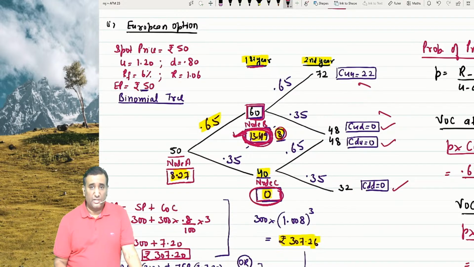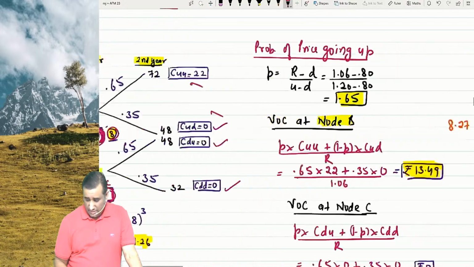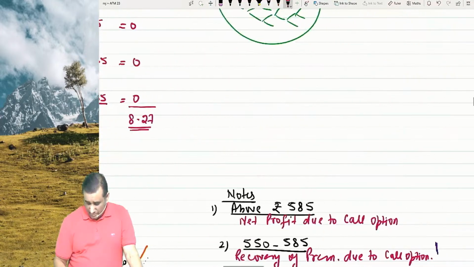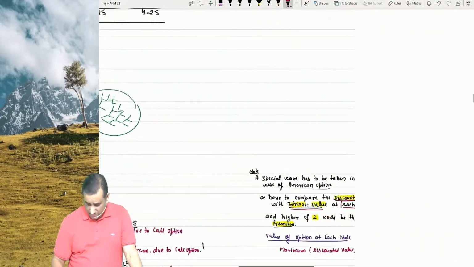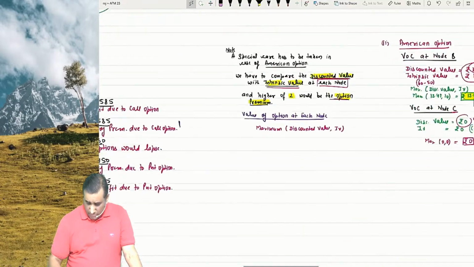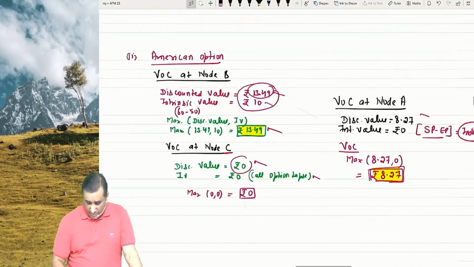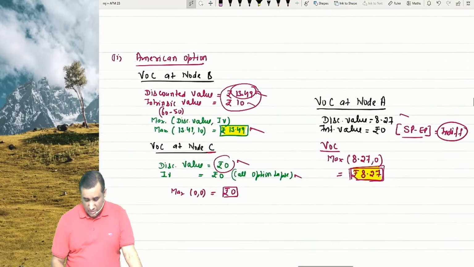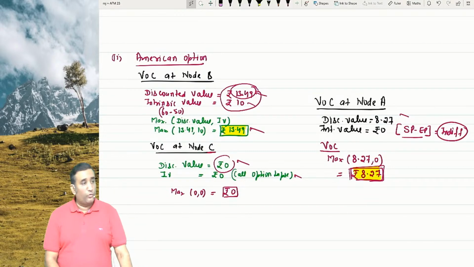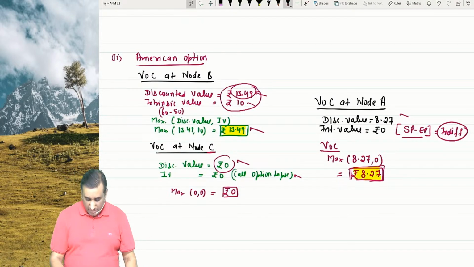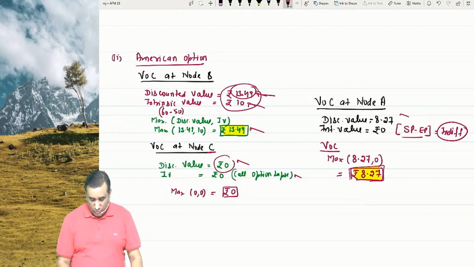13.49. The answer would be 13.49. That means at each node you have to compare, in an American option, the intrinsic value with the discounted value, and the higher of the two would be selected. So what has to be kept? This is what we do in an American option: we compare the discounted value, which was 13.49, with the intrinsic value, which would be 10, that is 60 minus 50. The higher of the two would be kept as the value.